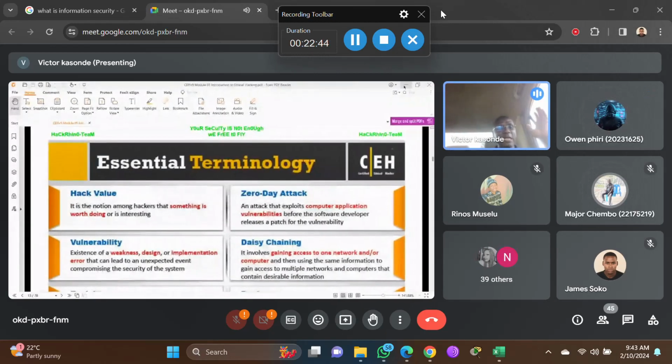So we are saying arc value. Arc value is a notion among hackers that something is worth doing or is interesting. So a person would not come to Kapasa Makasa to start doing this ethical hacking, this cyber thing, unless those things are really worth doing. Since we have seen that doing cyber is worth doing, that is the reason why you are at Kapasa Makasa.